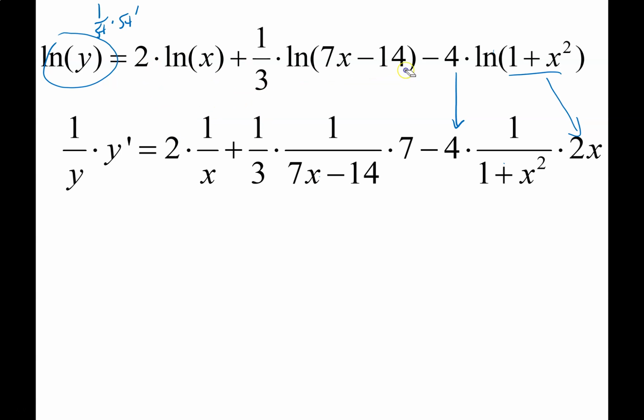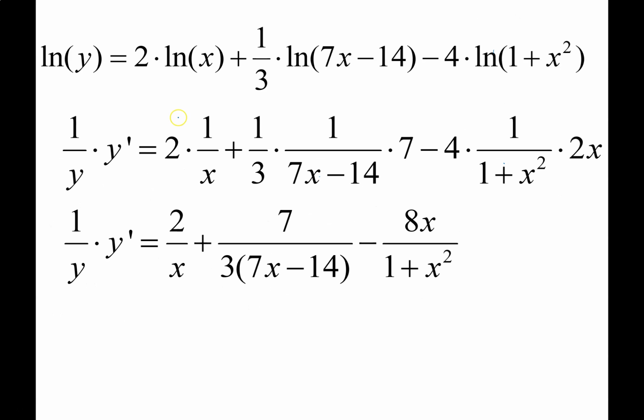Okay, so that's really the only calculus step in the whole deal. It's just a whole bunch of algebra to do prior to that differentiation. And then let's clean these up a little bit. So 2 times 1 over x is 2 over x. 1/3 times the other quantity is this. Negative 4 times 2x makes negative 8. And then over that.